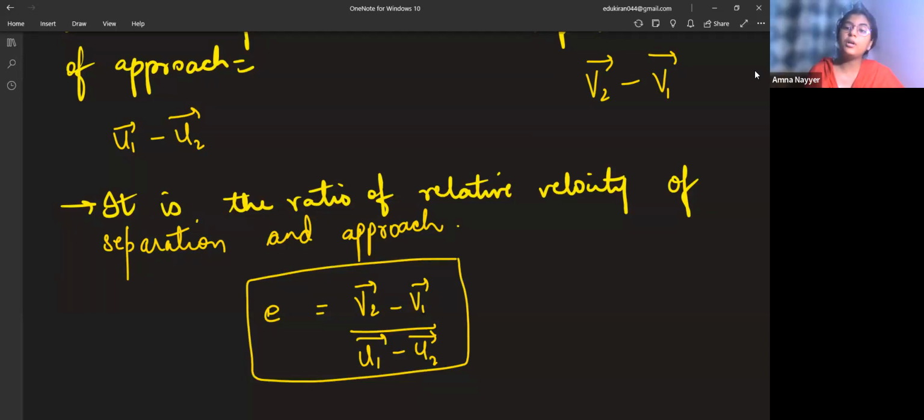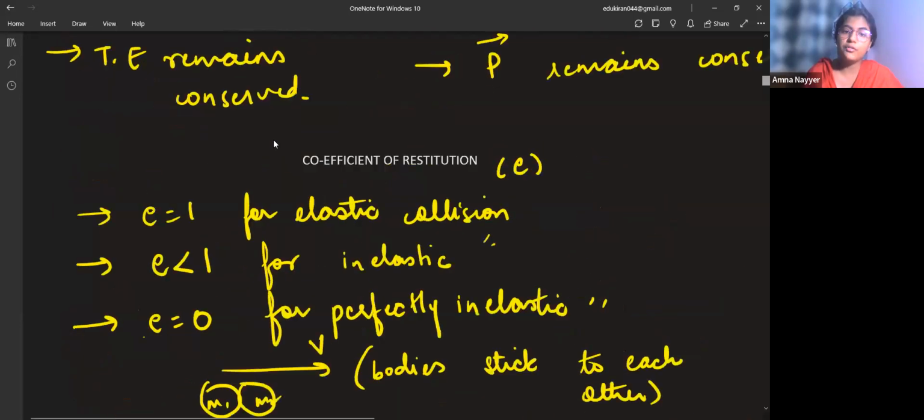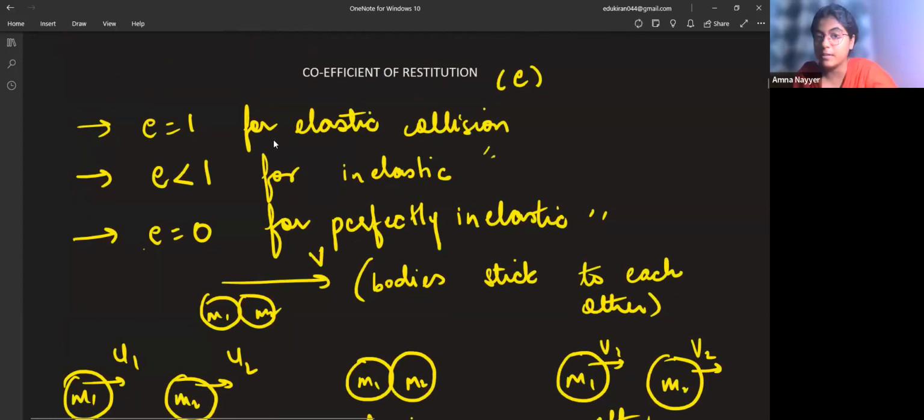Now, depending upon the values of the coefficient of restitution, we have different cases of collision. If the value of E is less than 1, such as 0.9 or 0.5, that is inelastic collision. And perfectly elastic collision means E equals 1. If V2 is greater, then it moves further away from the body.